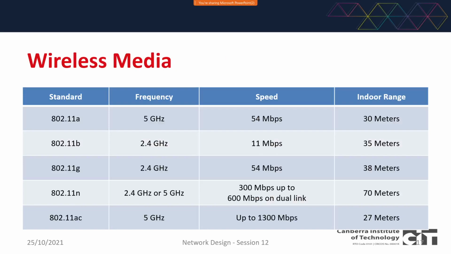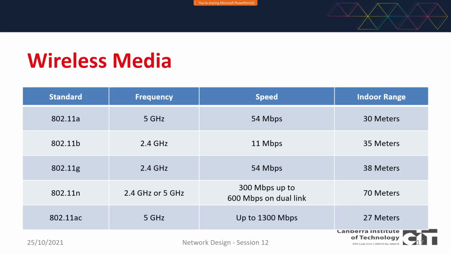Now, in terms of wireless media, pretty much the same. Every single one of the standards for wireless has different frequencies, different speeds, different bandwidth, and they are recommended for different ranges. So for the 802.11a, we had the first 5 gigahertz frequency wireless signals. They're good for up to 54 megabits per second. However, the range is just up to 30 meters.